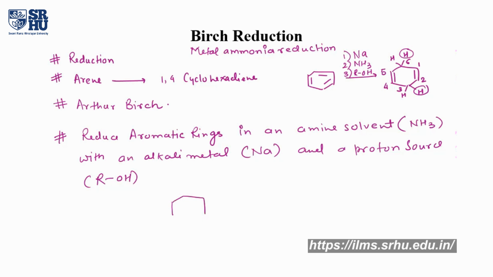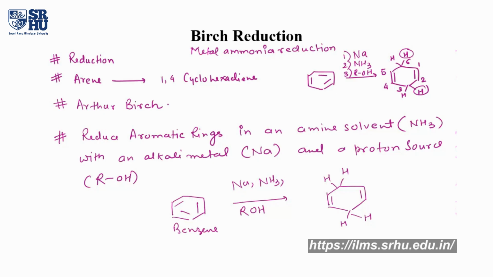So let's say we are converting a benzene ring to 1,4-cyclohexadiene, in presence of sodium, ammonia and alcohol. So this benzene gets converted into 1,4-cyclohexadiene.